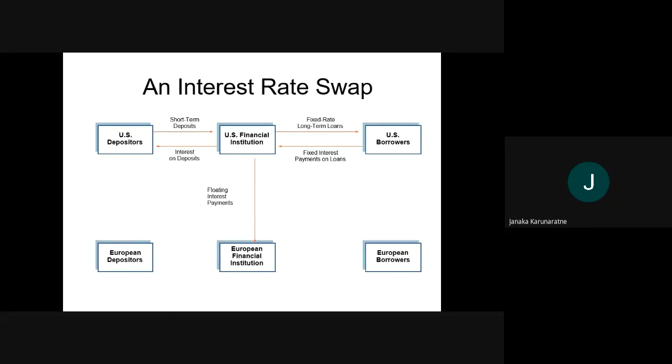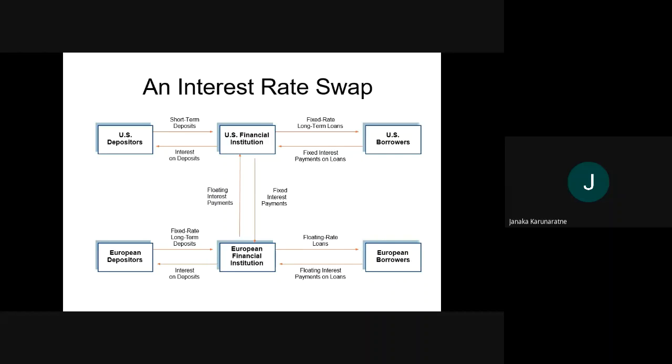Then what they can do is, because European financial institutions receive floating interest rate from loans, and they pay fixed rate for the deposits, the European financial institution can give the floating interest rate payment to the US financial institution. And the US financial institution can pay a fixed rate payment to the European financial institution, so that they can use it to settle their fixed rate term deposits.